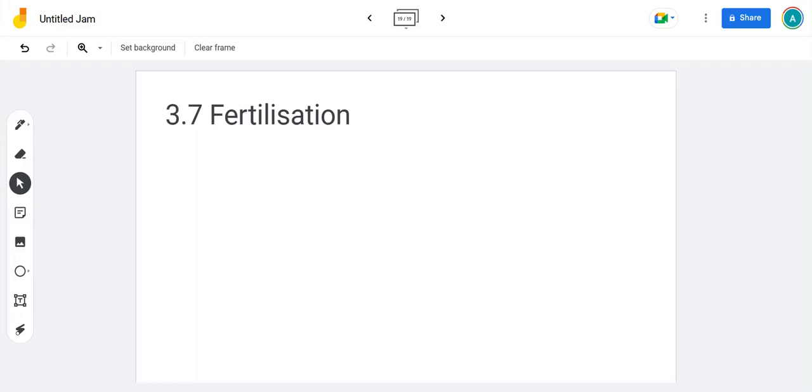So this one's about fertilization and it links really closely to the point before about the structure of egg and sperm. So fertilization, first of all, is split into three stages. So the first stage of fertilization is the acrosome reaction, then the cortical reaction, and then the fusion of nuclei.